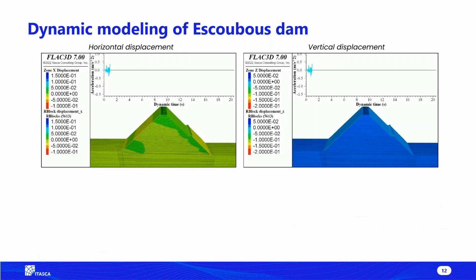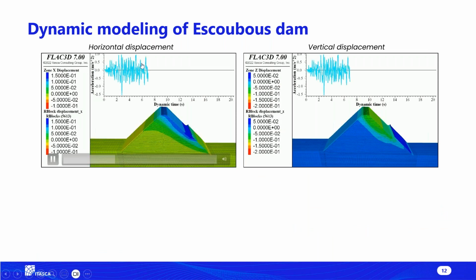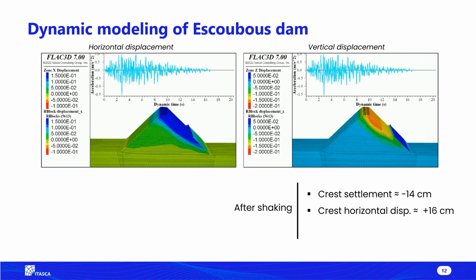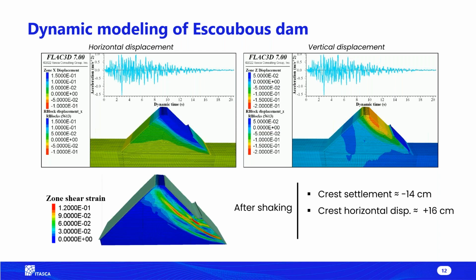Here I'm showing you some of the results. So we have two videos here. On the left-hand side, we have the horizontal displacements as a function of the 20 seconds earthquake that we are modeling, and on the right-hand side, we have the vertical displacements as a function of the time. So at the end of the shaking, we have a crest settlement of about 14 centimeters and a crest horizontal displacement toward the downstream side of about 16 centimeters.